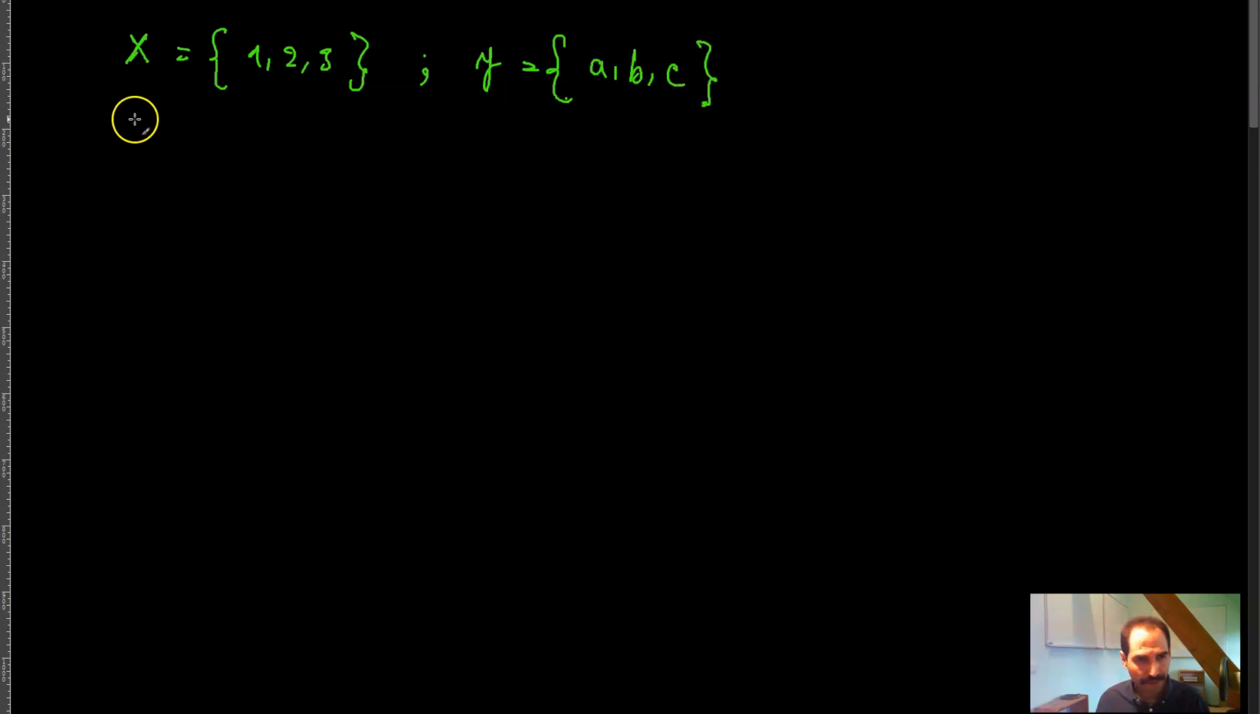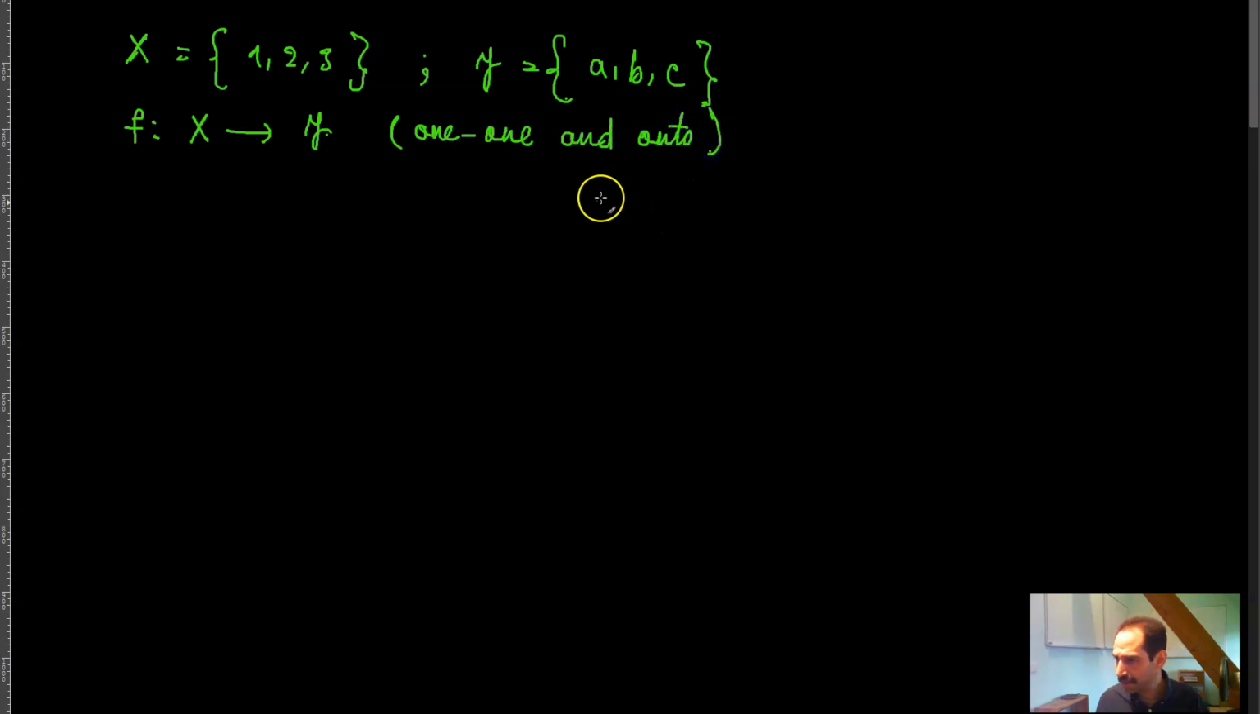So basically here, there is a set that we have called X, which is the same thing as {1, 2, 3}, and another set that we have called Y, which is the same thing as {a, b, c}. We have a function f that goes from set X to set Y, and this is a one-to-one and onto function. The rule of this function is f of 1 is equal to a, f of 2 is equal to b, and f of 3 is equal to c.